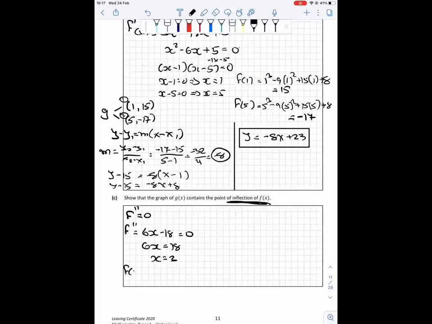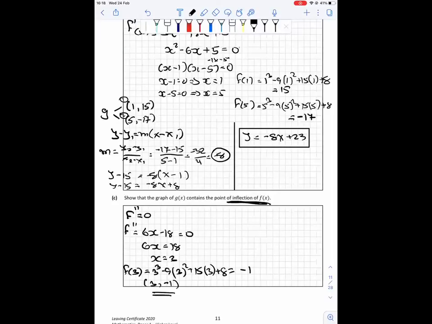So again, subbing the number 3 into the original function, I get 3 cubed minus 9 times 3 squared plus 15 times 3 plus 8. And that will give me the point of inflection, minus 1. So my point itself is (3, minus 1). So that's my point of inflection.